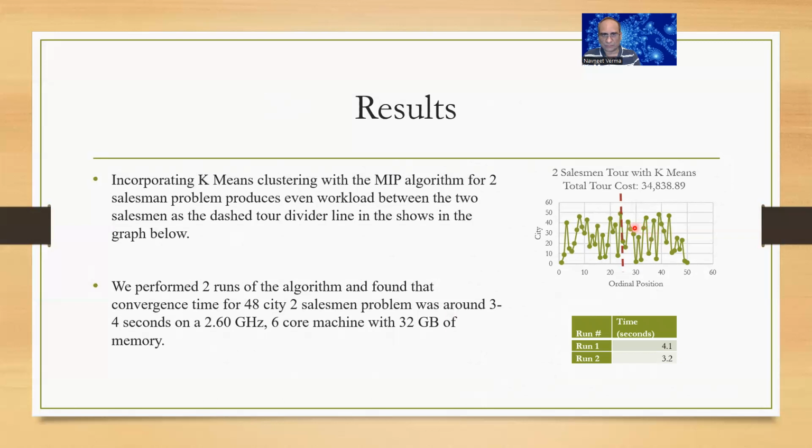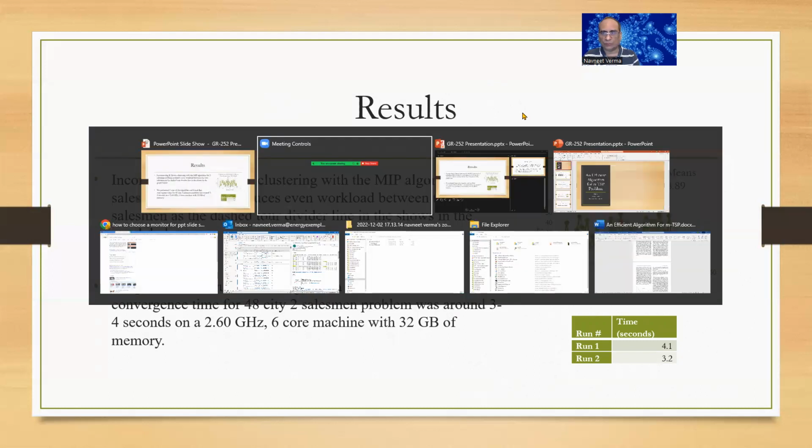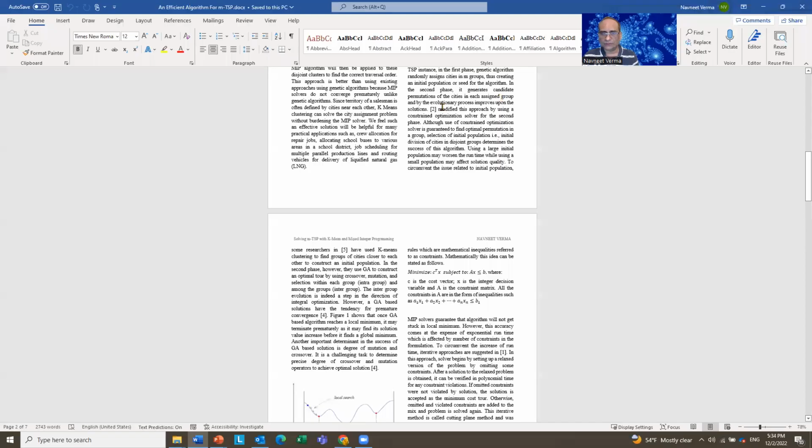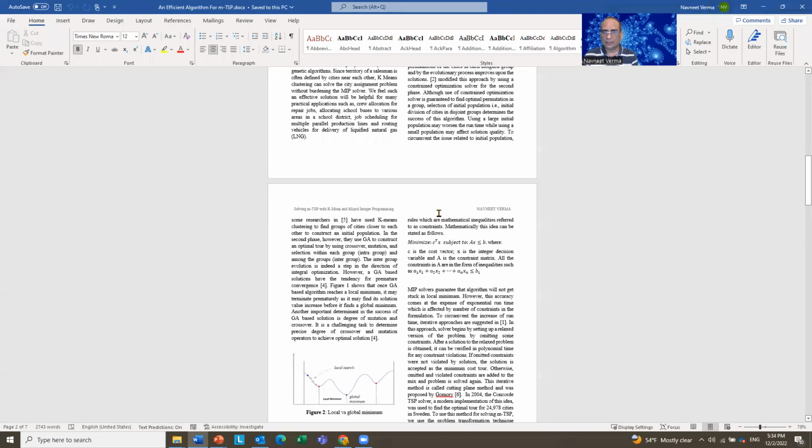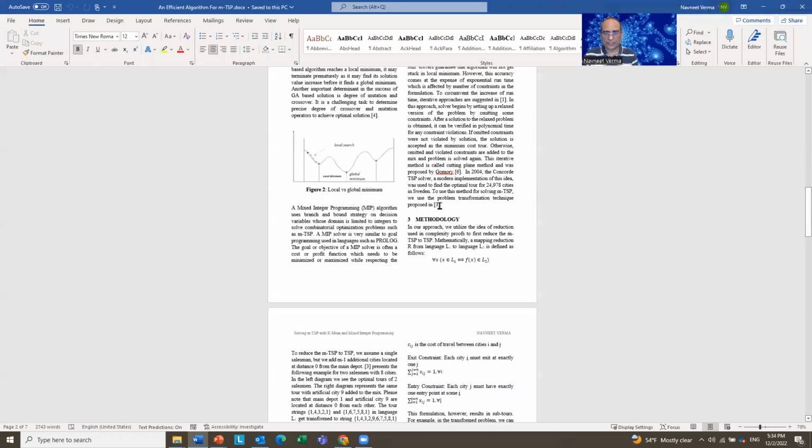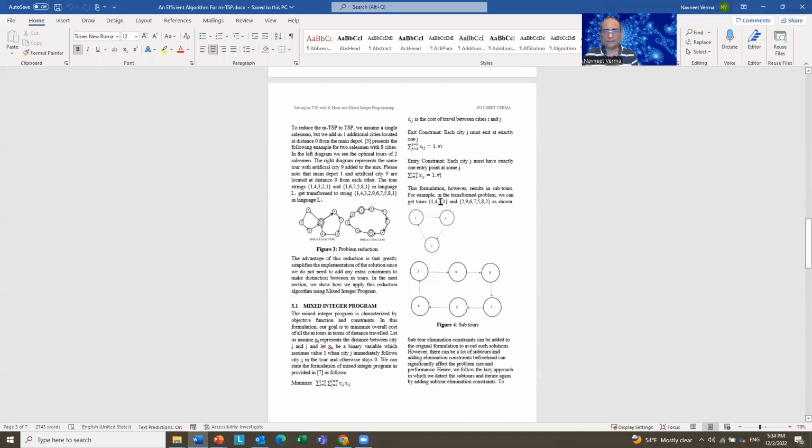So let me just go back to the paper for just a second, to illustrate what that technique was that we studied in the class. It's right here. Okay, so what is the reduction technique?